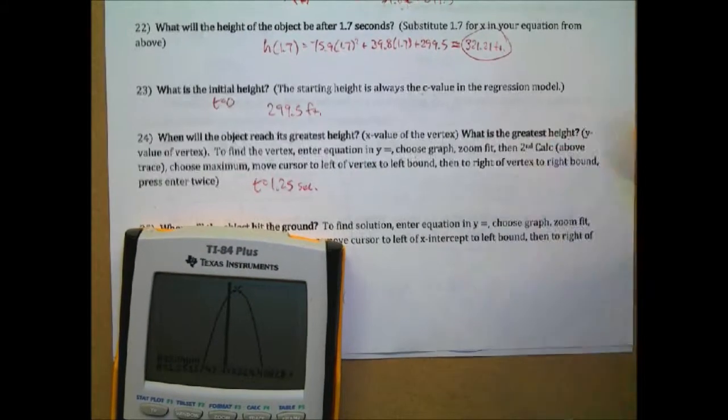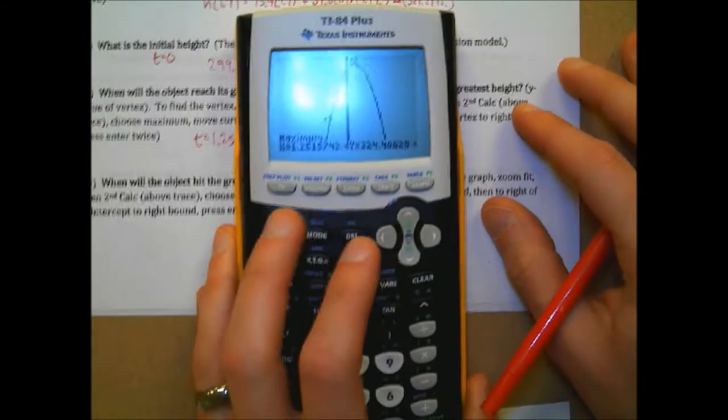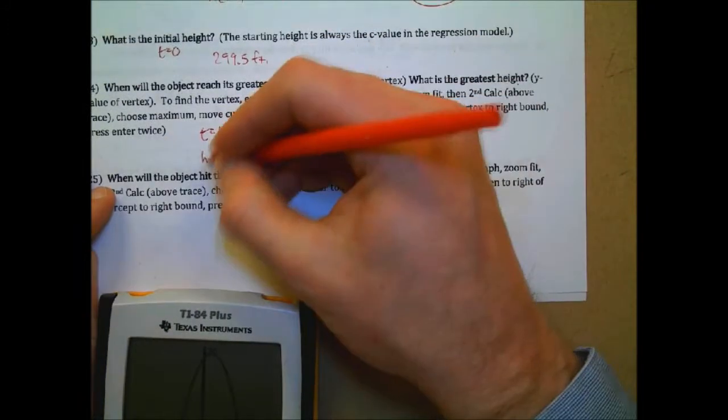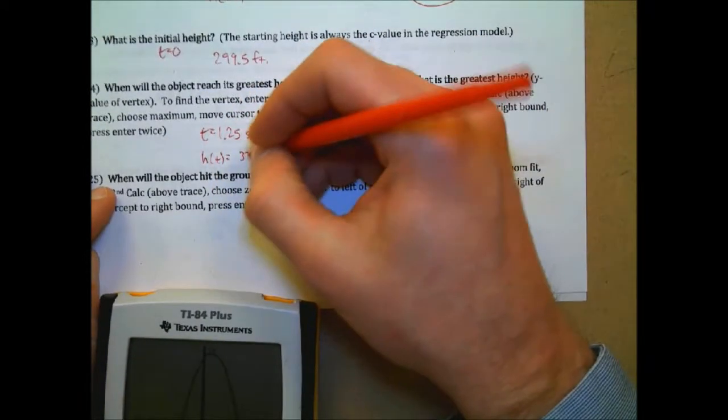What is the greatest height? Now I'm looking for which answer here? The Y. So 324.4, we'll say feet.